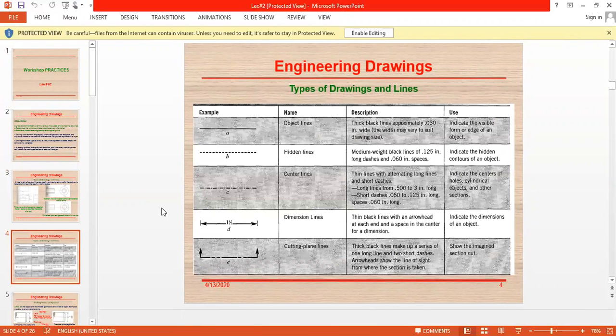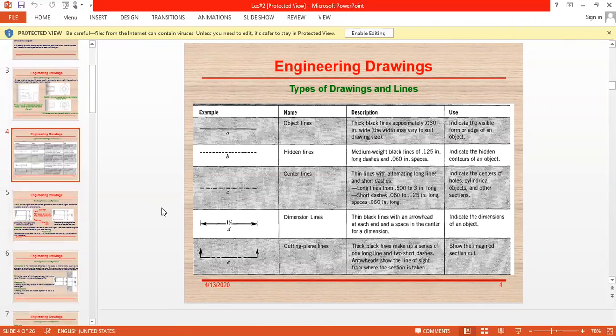It's very important for an engineer because it's the language of engineers, and if you do not know how to read the drawing, you cannot do any work. For example, if you are hired as an engineer on a construction site or in any private firm or government, and you are assigned a task, they will give you drawings only, and if you cannot read them, you cannot do the work.